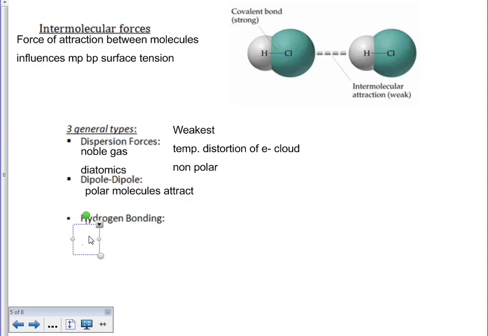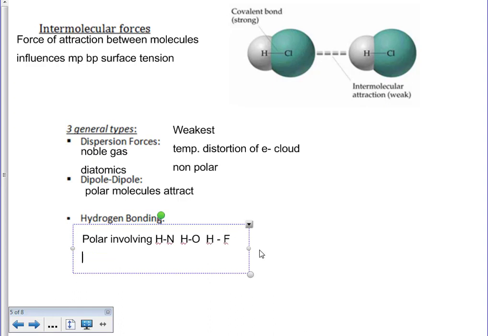Last type is a specific type of dipole that we call hydrogen bonding. It is a polar molecule involving that of hydrogen, and it is when hydrogen is bonded with nitrogen, hydrogen is bonded with oxygen, or hydrogen is bonded with fluorine. So I like to think of it as H-NOF. This is the strongest of all the types.